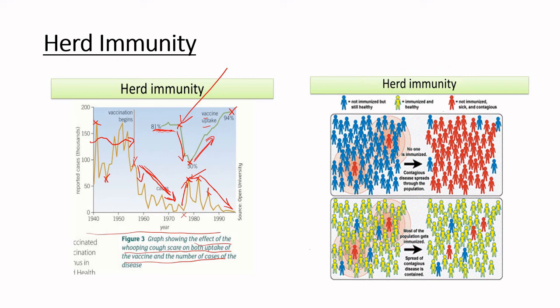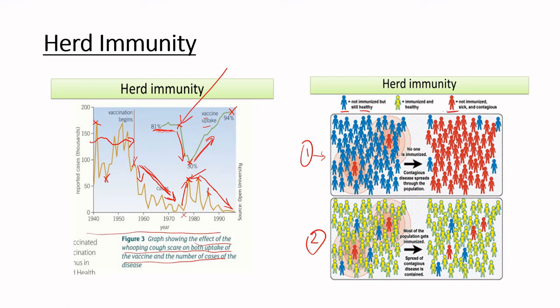So looking at these two pictures on the right here, we've got two situations, two scenarios. Scenario number one, scenario number two. Now, if you have a look at number one here, lots of blue people in this first community. Those blue people, they're not immunized, they haven't been vaccinated, and they are healthy, so they don't have the disease. So we have a population with a very low vaccination rate. There's not many people here who have been immunized against that pathogen.